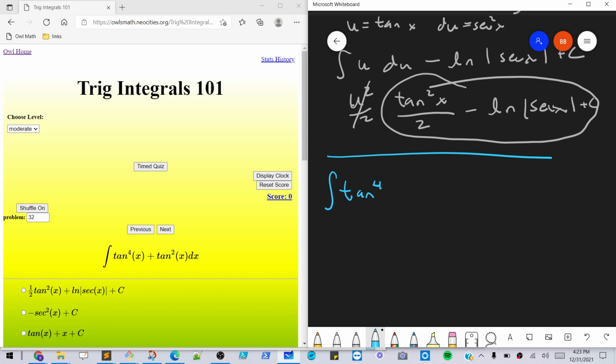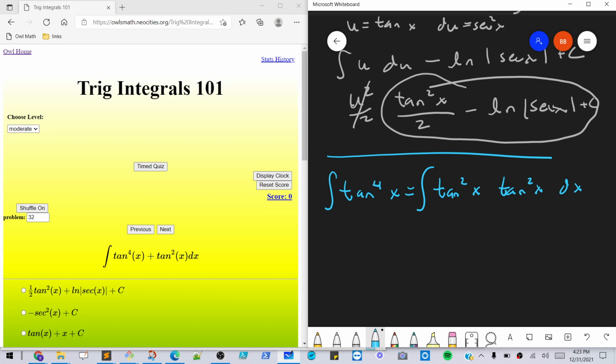But what you'll see with all these tan integrals, we're going to use the same trick over and over again. We're going to pull out a tan squared. So we're going to break it up this way. That is what we're looking for. With anything tan and secant, we want to use the derivatives.